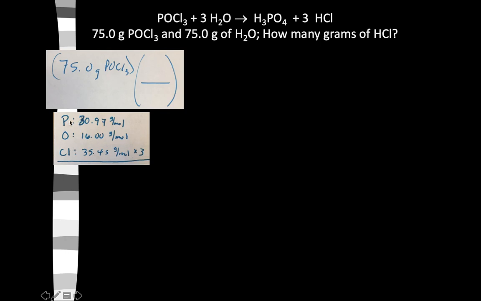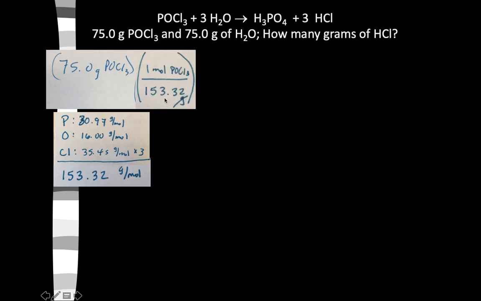So I add it up. P is 30.97, O is 16, Cl3, 35.45. Add it all up. This is the molar mass of this compound so that I can go from grams to moles. Review: if grams is on the top here, it needs to be on the bottom here. So I set that up. Grams will cancel, and now I'm at moles of POCl3. Now I can do the switchover step.